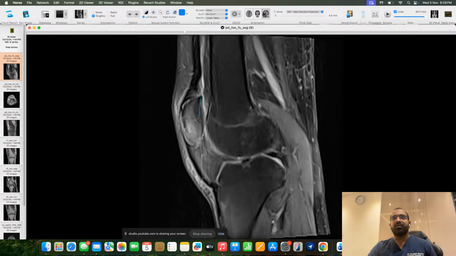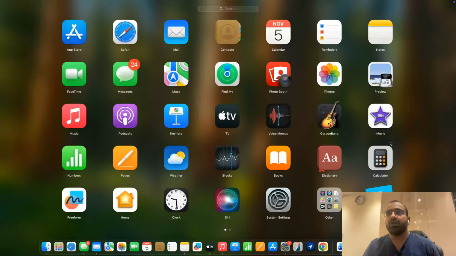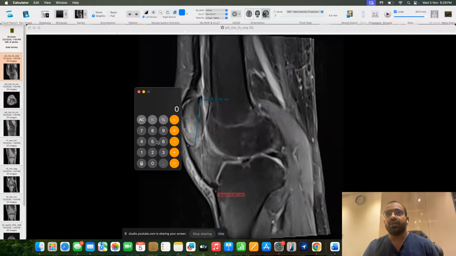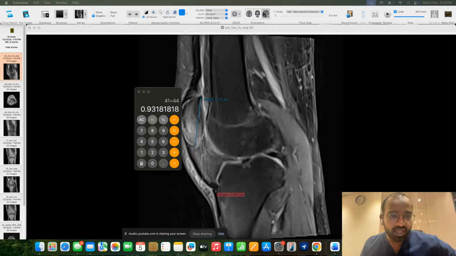What is the Insall-Salvati ratio here? If I take this patella, this is the measurement of the length of the patella, 4.1, and I take the length of the patellar tendon, which is almost 4.4. So I take the length of this patellar tendon divided by the length of patella. So it is 41 divided by 44, around 0.93. So there is no patella alta or baja here.